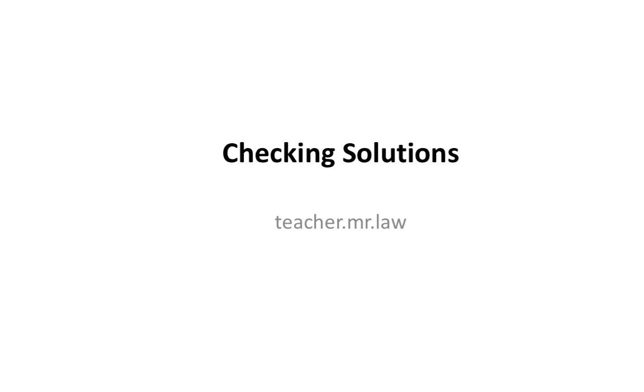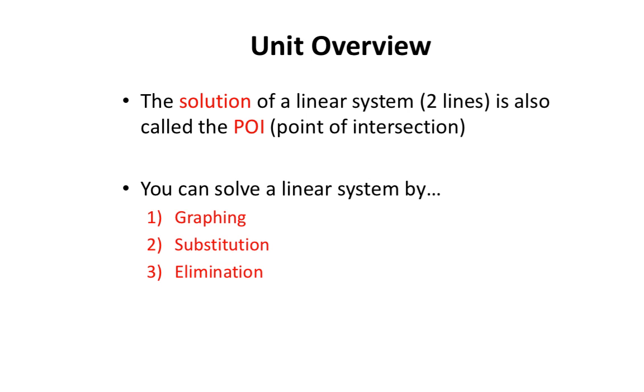In today's lesson, we'll be learning how to check solutions. You should already know that the solution of a linear system, which is just two lines, is also called the POI, or point of intersection. You can solve a linear system by graphing, substitution, or elimination. And by solve, I mean find the point of intersection.